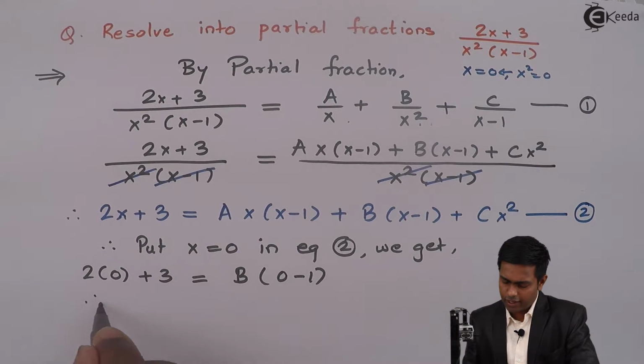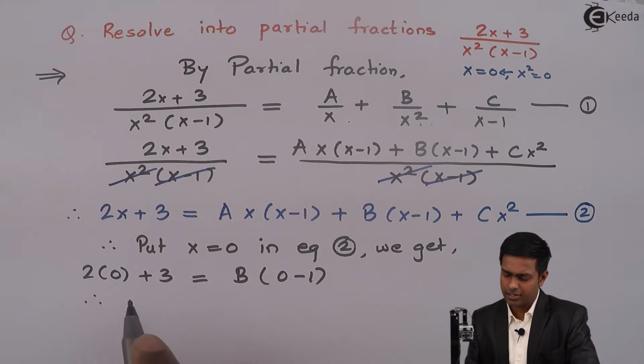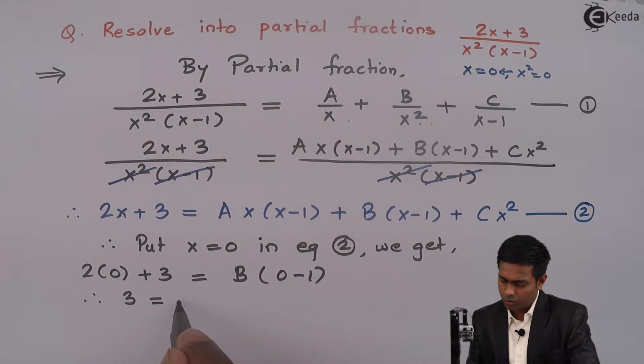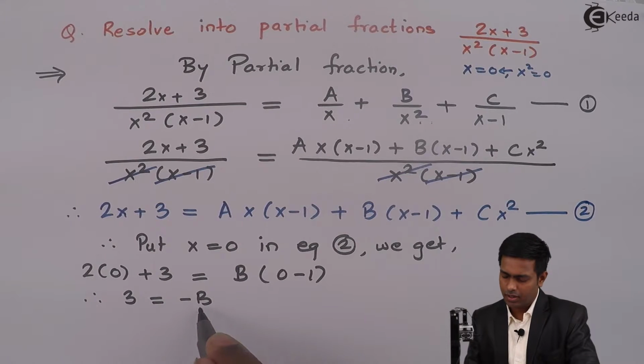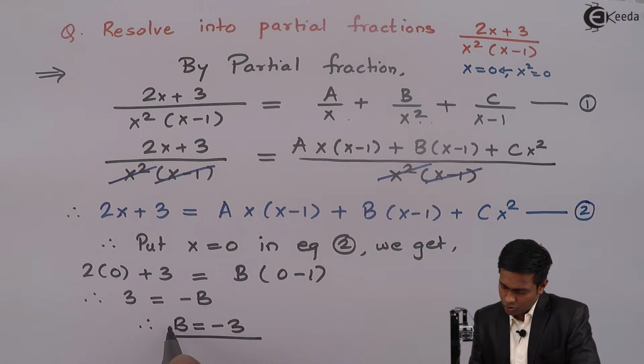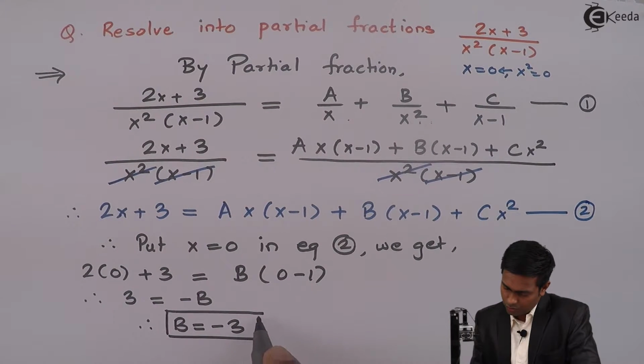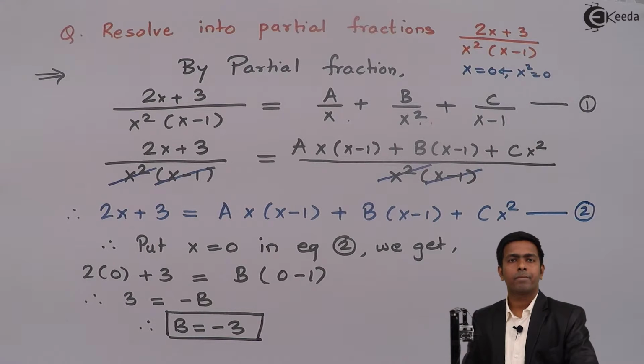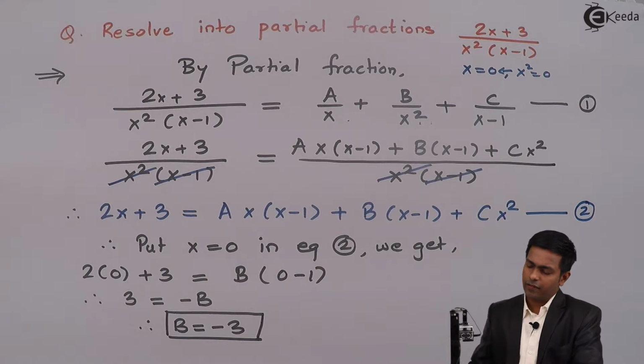So therefore we will get 2 into 0 plus 3, that is 3, equal to minus of b, and therefore I can say b is equal to minus of 3. So we got the value of b. Now let's find out the value of c.